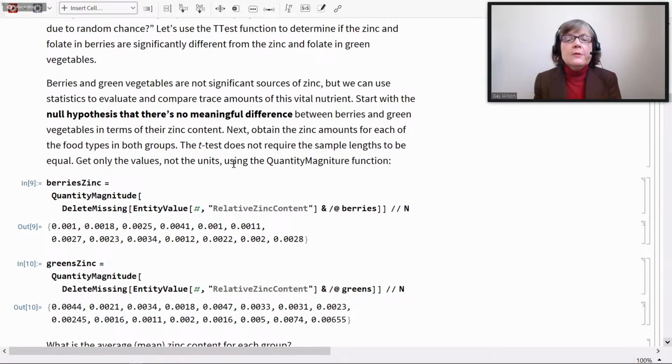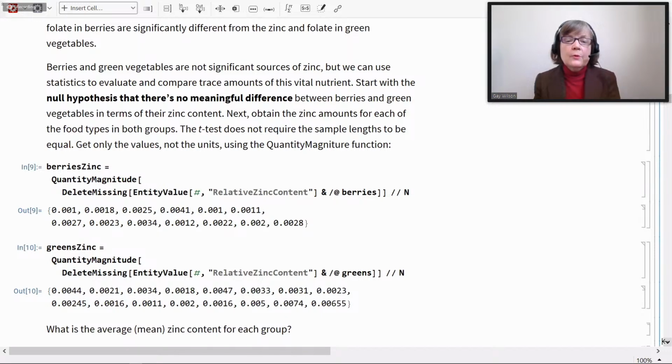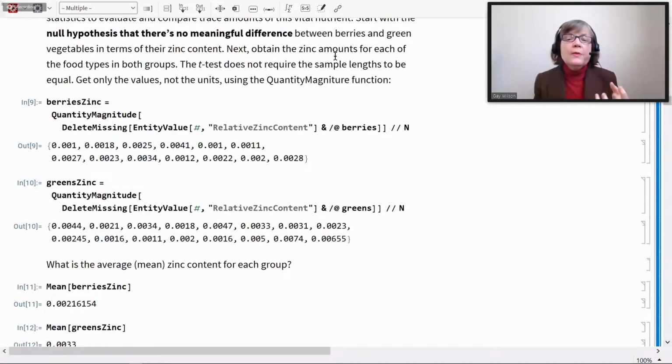So the first thing I need to do is pull together my berries groups and my zinc groups that I'm going to be looking at. Now I need to pull the zinc amount for the berries and for the greens. The nice thing about the t-test is that it does not require your sample lengths to be equal, which is good. And then I've pulled here the relative zinc content for all those berries and greens that we pulled.